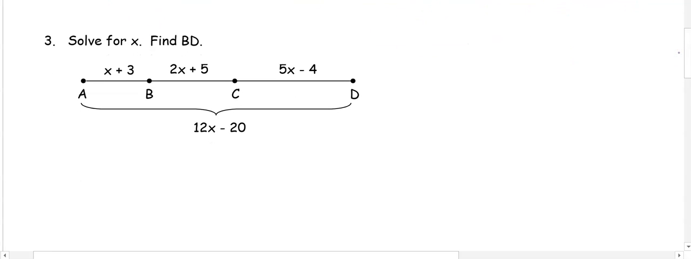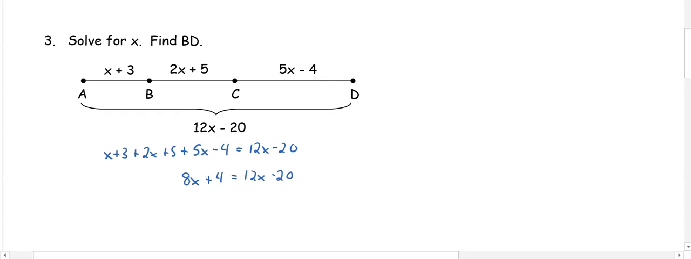In number 3, solve for X and find BD. As we are solving for X, this time our large segment AD has 3 pieces to it. So we're going to add all 3 pieces together. So X plus 3 plus 2X plus 5 plus 5X minus 4 is equal to 12X minus 20. When we combine the X's, we have X, 2X, and 5X. So 1 plus 2 plus 5 gets us 8X. And then we have 3 plus 5 minus 4. So that's going to be positive 4, equals 12X minus 20.